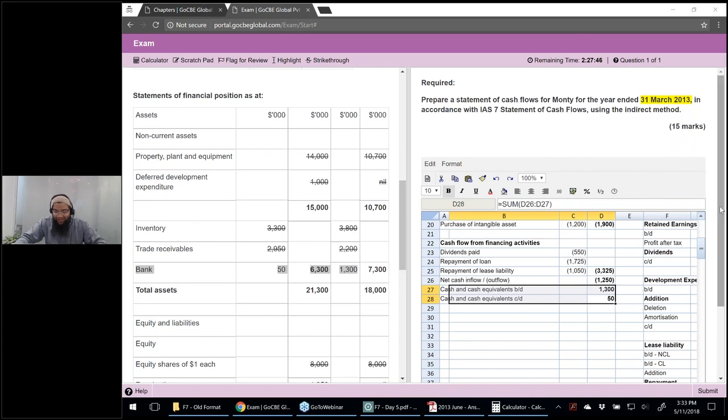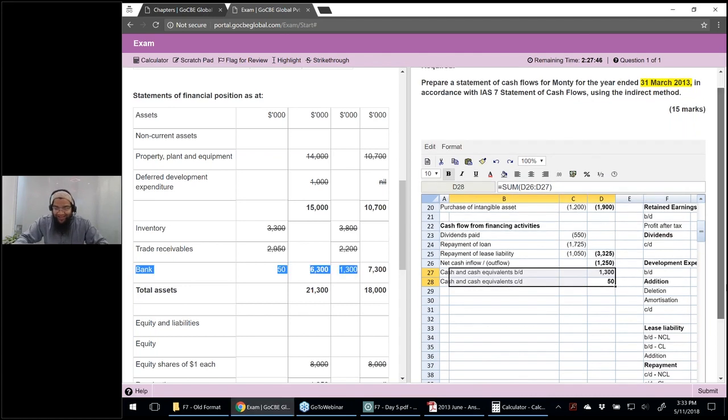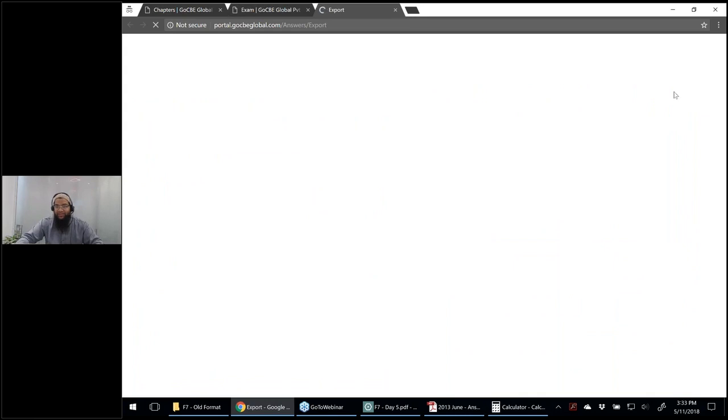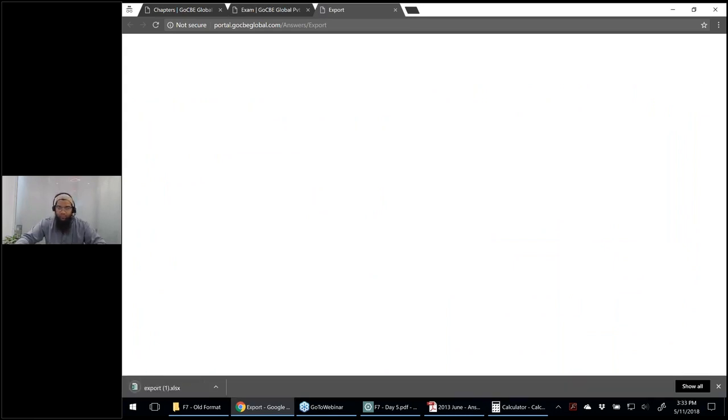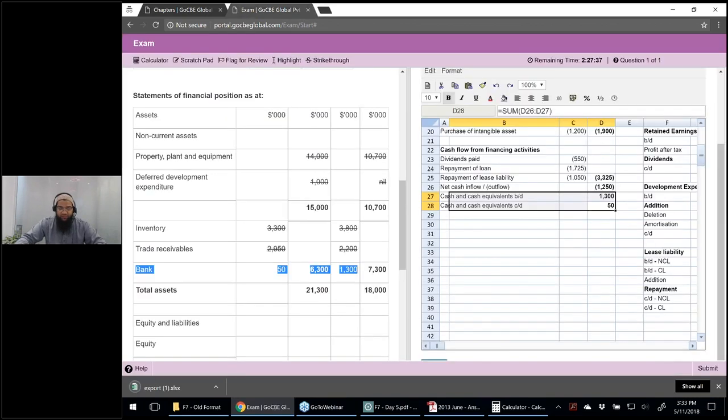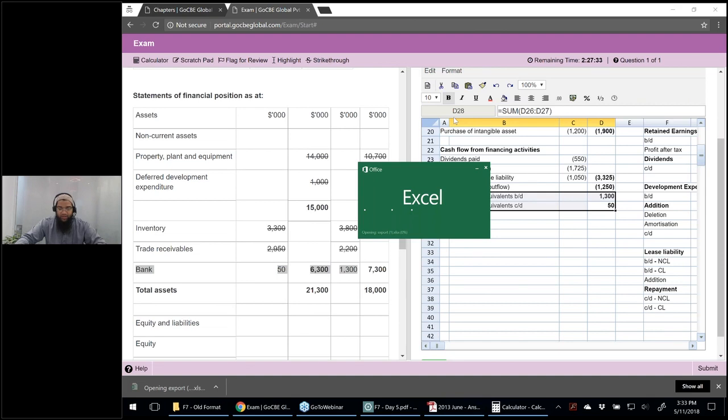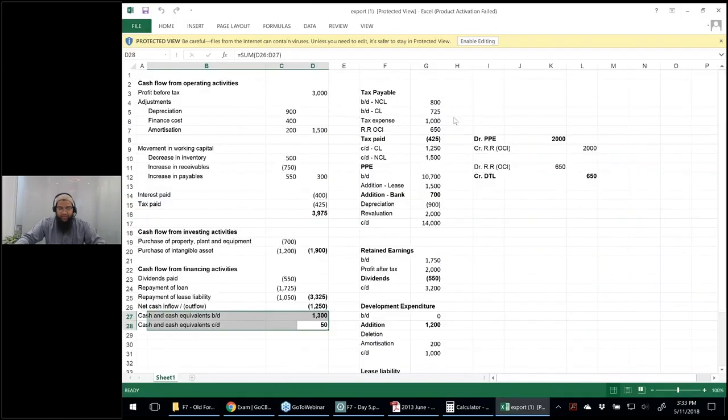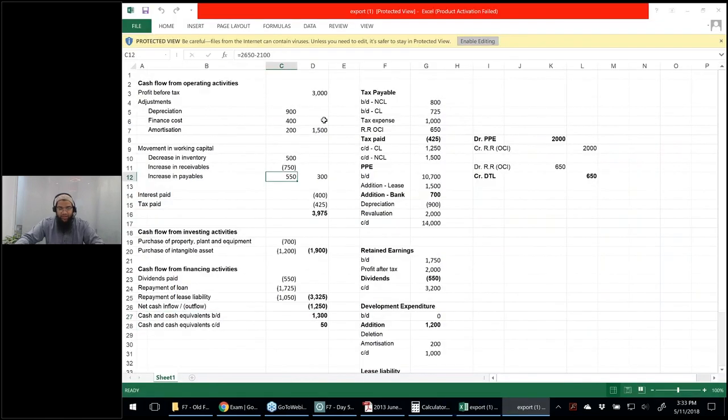Okay, Wilson is reminding me to export the Excel sheet so that it can be sent to you. So we now have the Excel file which can be checked, and the Excel file has all of the formulas.